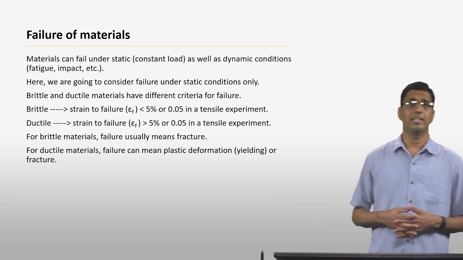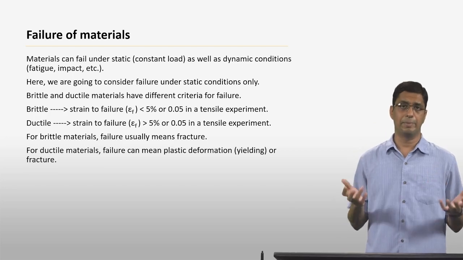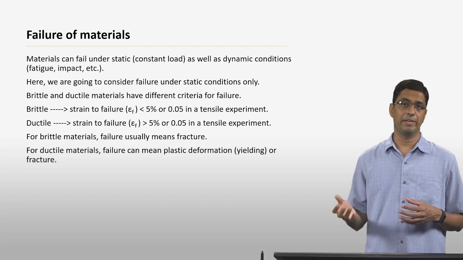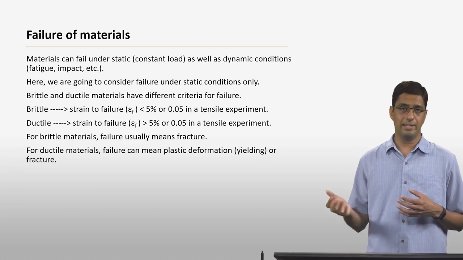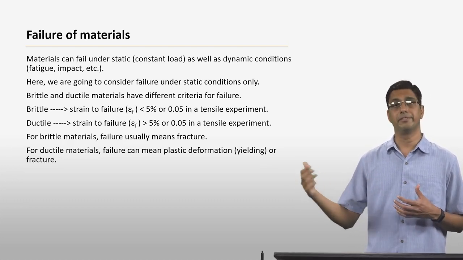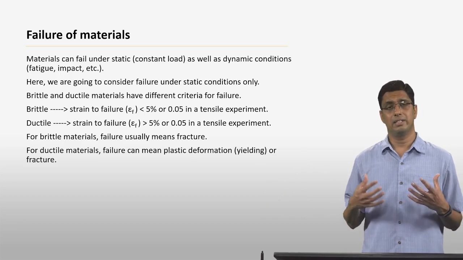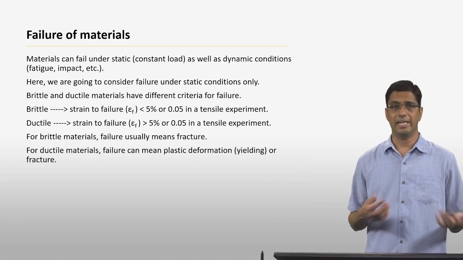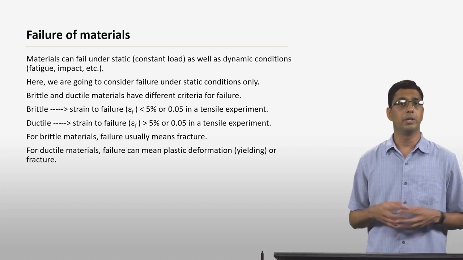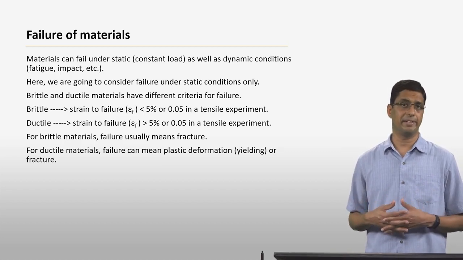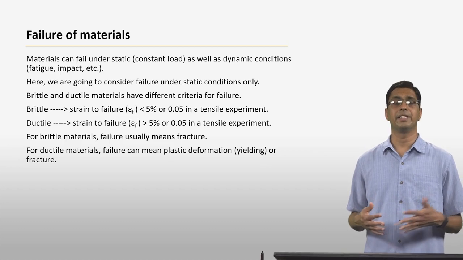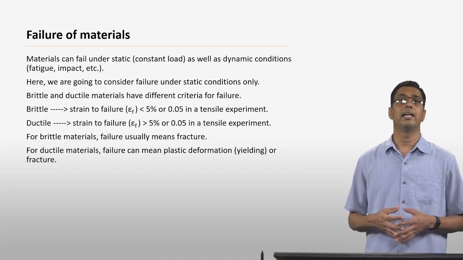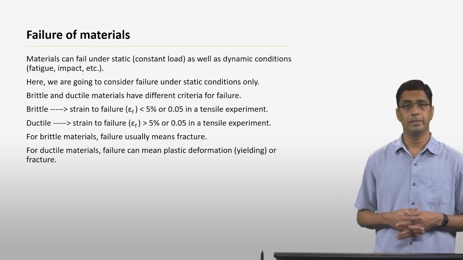On the other hand, ductile materials are typically classified as materials which have strain to failures of more than 5%. Sometimes this could be much larger than 5%, 20%, 30%, or even 50%. Typical examples of ductile materials are metals and metallic alloys and so on. We use both of these kinds of materials in engineering, and that's why we need to look at the failure criteria for both brittle materials as well as ductile materials.